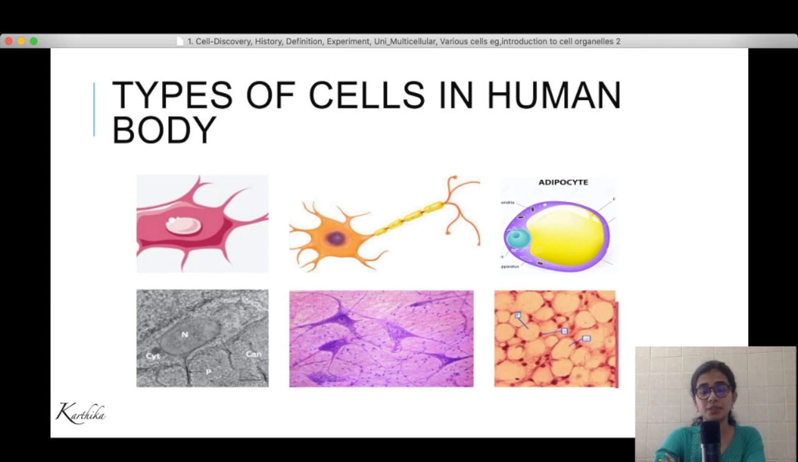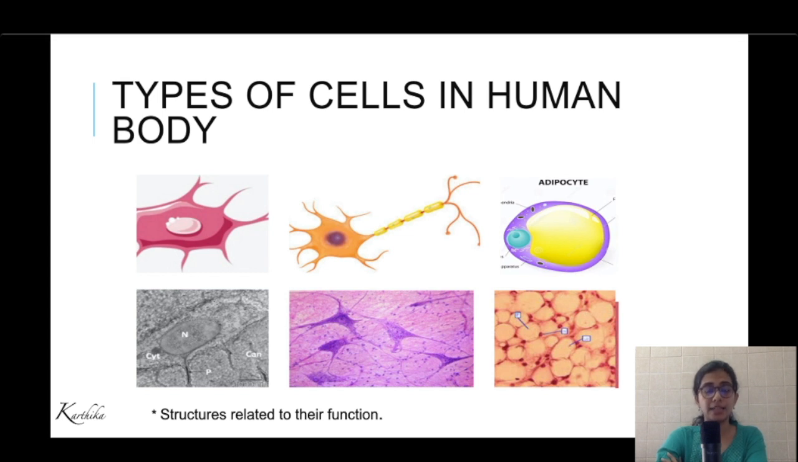And you see here the fat cell has got a large vacuole, a sac-like structure, which helps it to store fats. So all this shows us that the structures of different types of cells are actually related to their function.